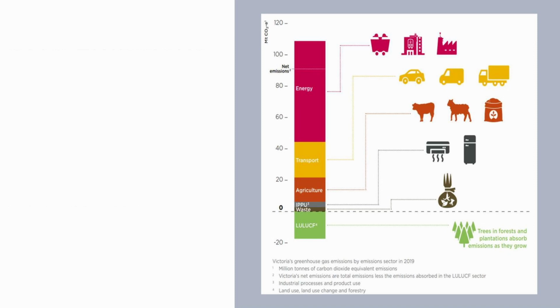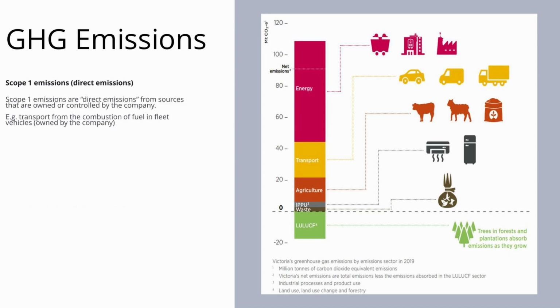Welcome to a short information session on greenhouse gas emissions, specifically Scope 1, 2 and 3. Scope 1 emissions, which are direct emissions, are the direct emissions from sources that are owned or controlled by the company. An example of this could be the transport used by the company to move goods and services.